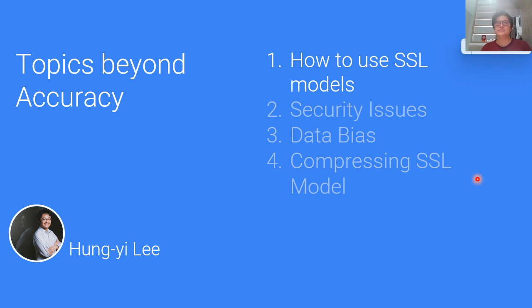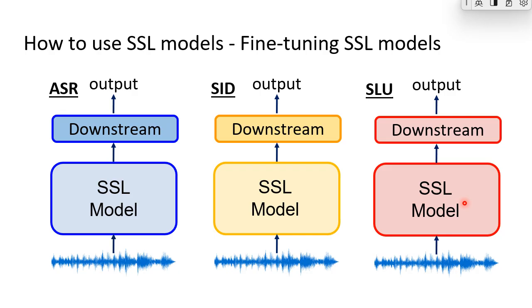The first one is how to use the self-supervised model in an efficient way. So this is the most typical way to use the self-supervised model. You concatenate the self-supervised model with the downstream model, and you train both the downstream model and the self-supervised model jointly. You train the downstream model and the self-supervised model end-to-end.